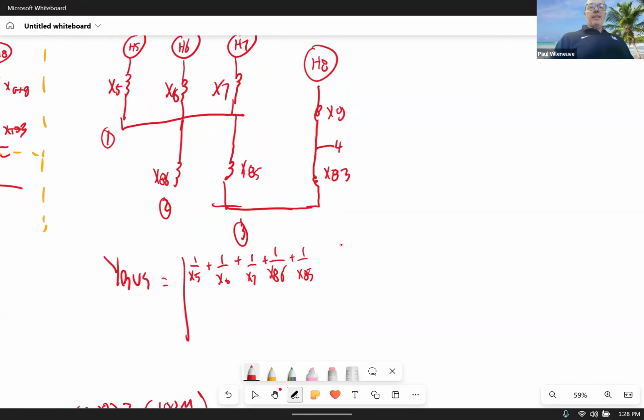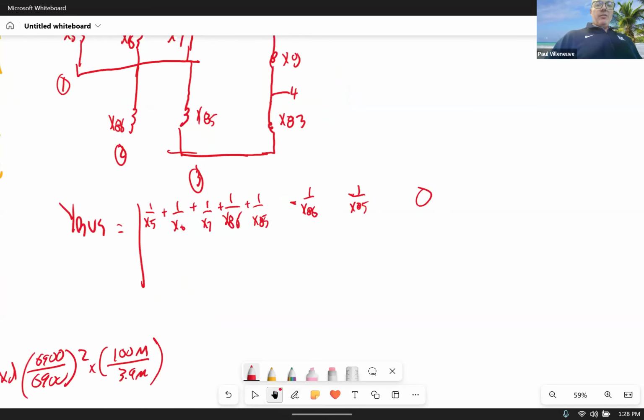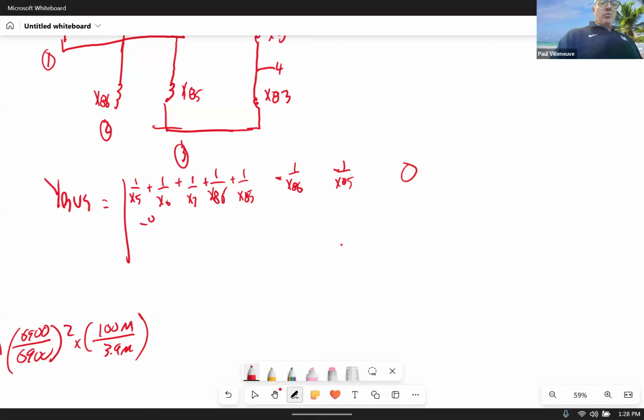My second one is the negative of the admittance between bus 1 and bus 2, so negative 1 over x86. The third is the negative between 1 and 3, negative 1 over x85. And the fourth is the negative between bus 1 and 4, but there's no connection, so that is 0. So that first row becomes my first column because the transpose is the same.